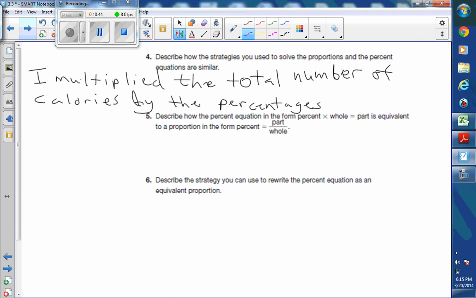So I multiply, number 4, I would write something like, I multiply the total number of calories by the percentages for each, was it protein and fat, maybe. Okay, let's look at number 5.